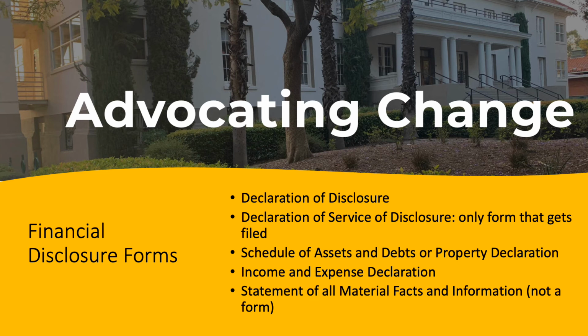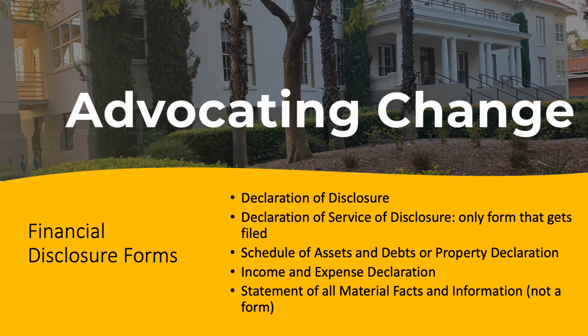The income and expense declaration asks you to list your monthly income, the source of your income, who lives with you and whether they contribute to your monthly expenses, what your monthly expenses are, and to list any additional expenses related to your minor children.